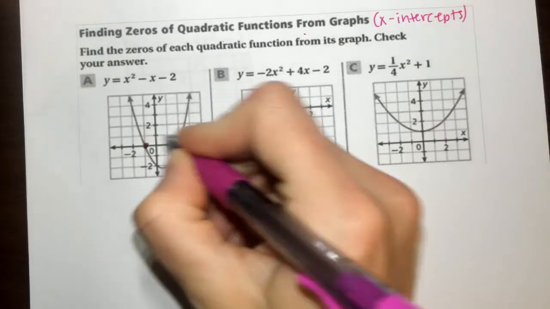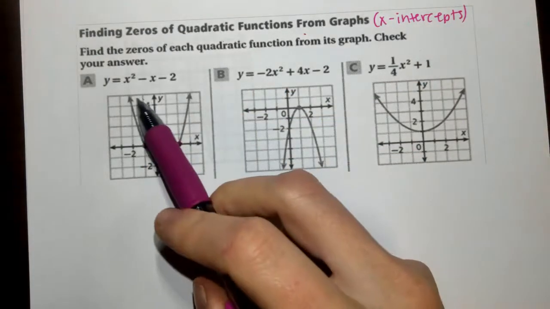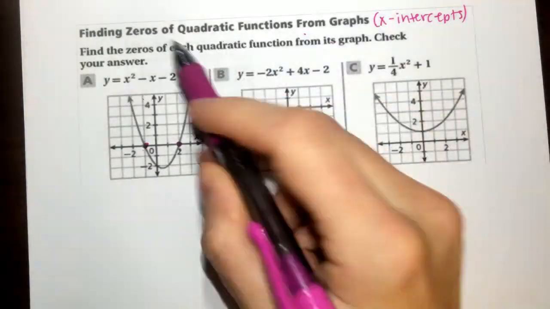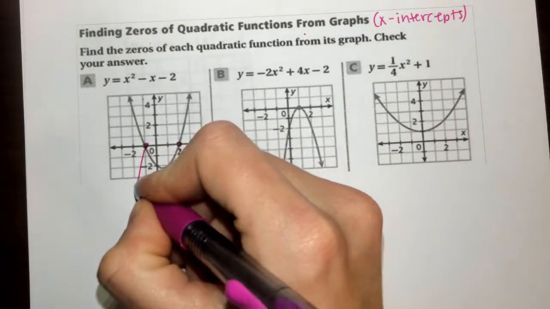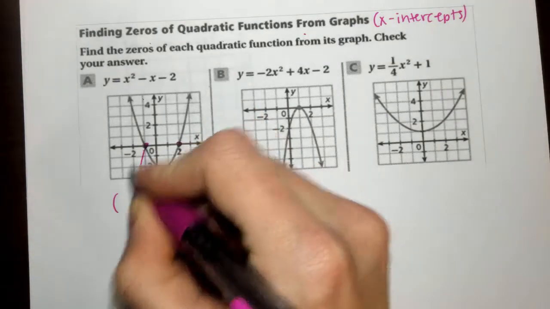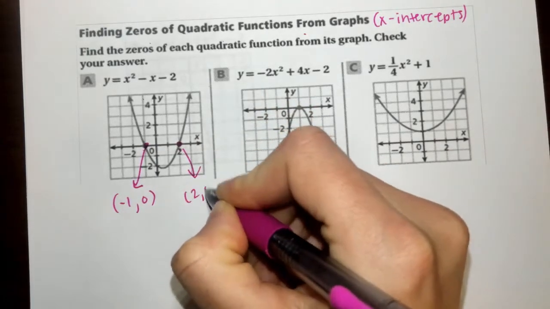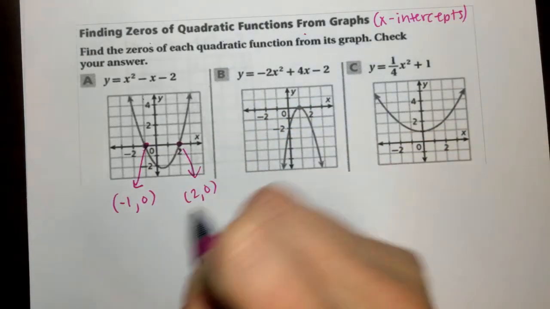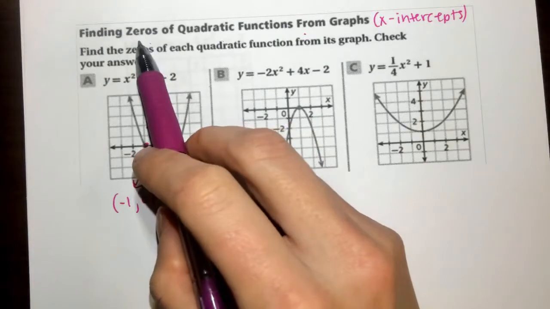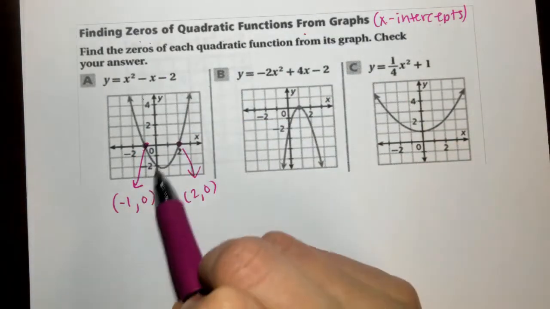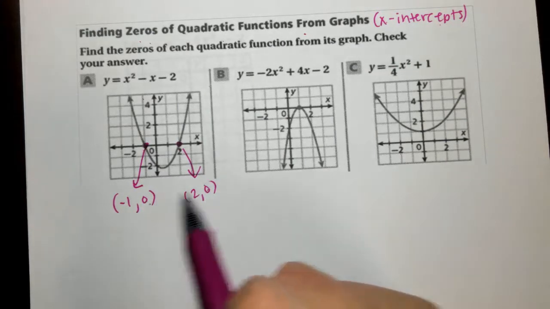So we'll notice that this first example crosses the x-axis twice, so it has 2 zeros. This one is going to be -1, 0, and this one is going to be 2, 0. So every time, since we're finding zeros, their x-intercepts always have a y value of 0.